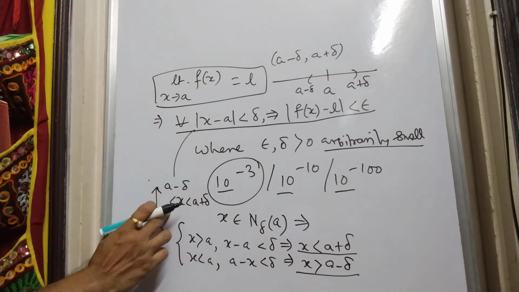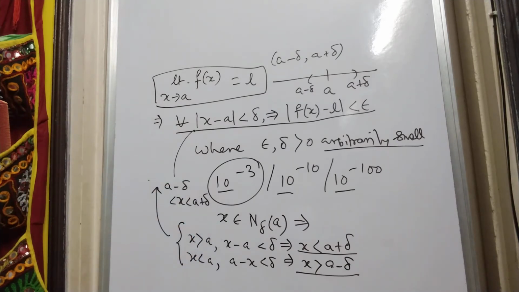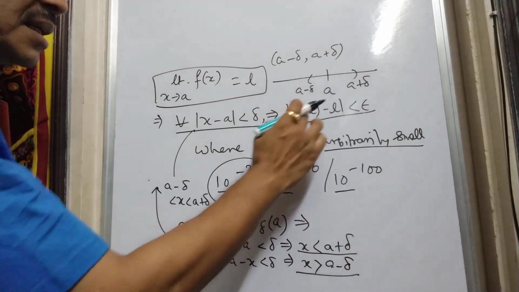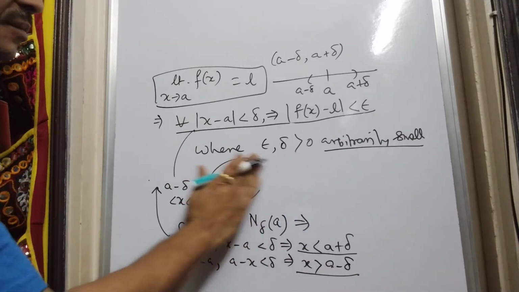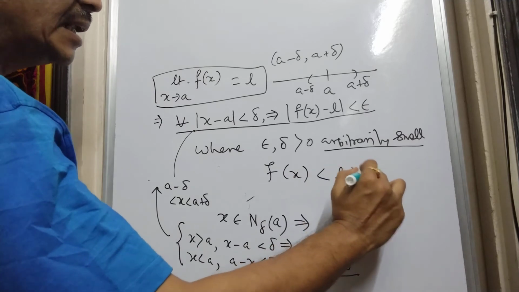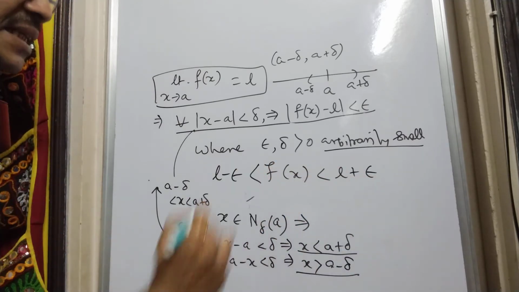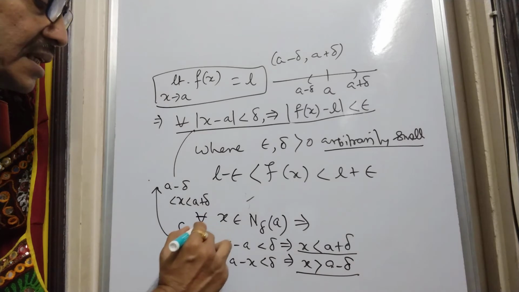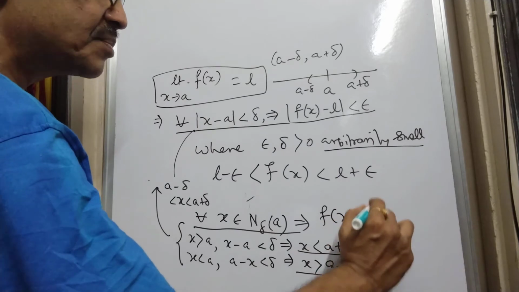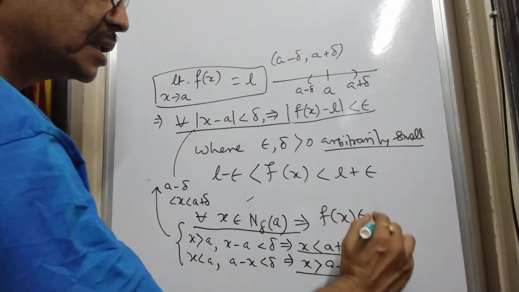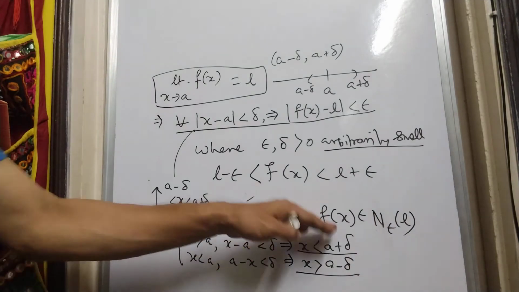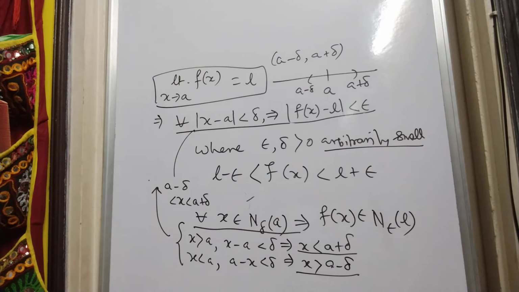For all the values of x which lie between a minus delta and a plus delta, we must have, what does this mean? This also actually means that f(x) is less than l plus epsilon and greater than l minus epsilon. So for all x in this delta neighborhood of a, we have f(x) in the epsilon neighborhood of l. And that is precisely the definition of limit.